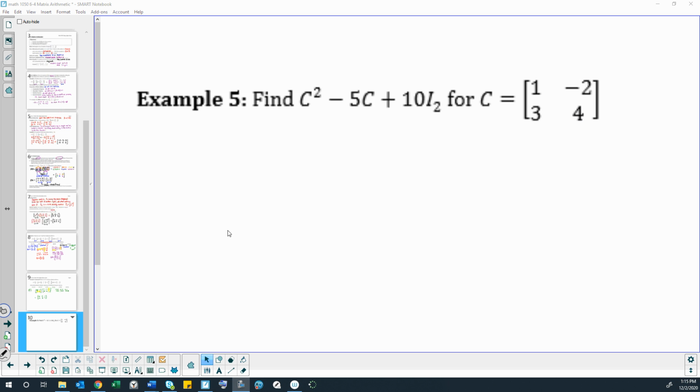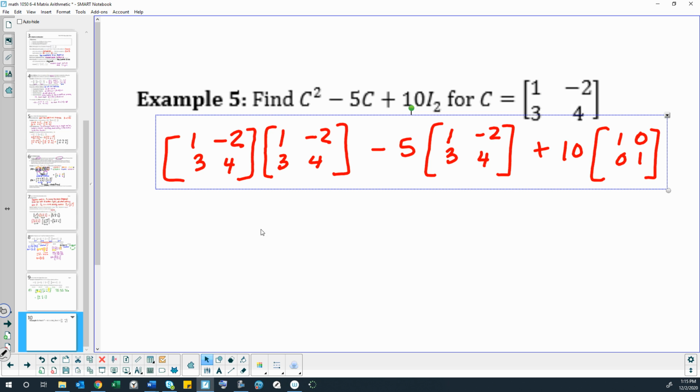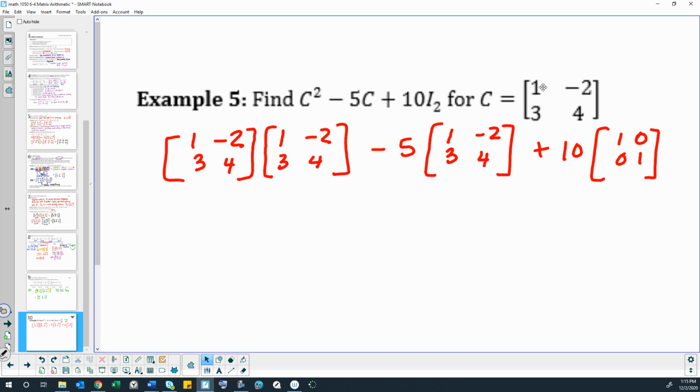So the first thing we can do here is write it out. I've got my matrix C, 1, negative 2, 3, 4, written here twice, because C squared means multiply it together twice. Then I've got negative 5C, a scalar, negative 5 times matrix C. And then I have the last part here, 10 times the identity matrix, 1, 0, 0, 1. All right, let's go ahead and compute each part.